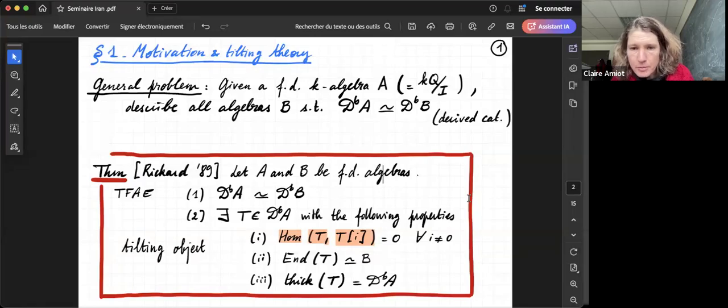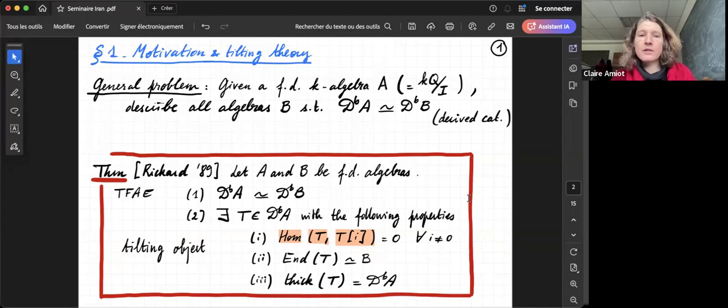Then you want the endomorphism algebra of T to be isomorphic to B. And you want a generating property, saying that the thick subcategory of the derived category of A generated by T is the entire derived category. A thick subcategory means the smallest triangulated subcategory stable under taking direct summands. Such an object is called a tilting object.